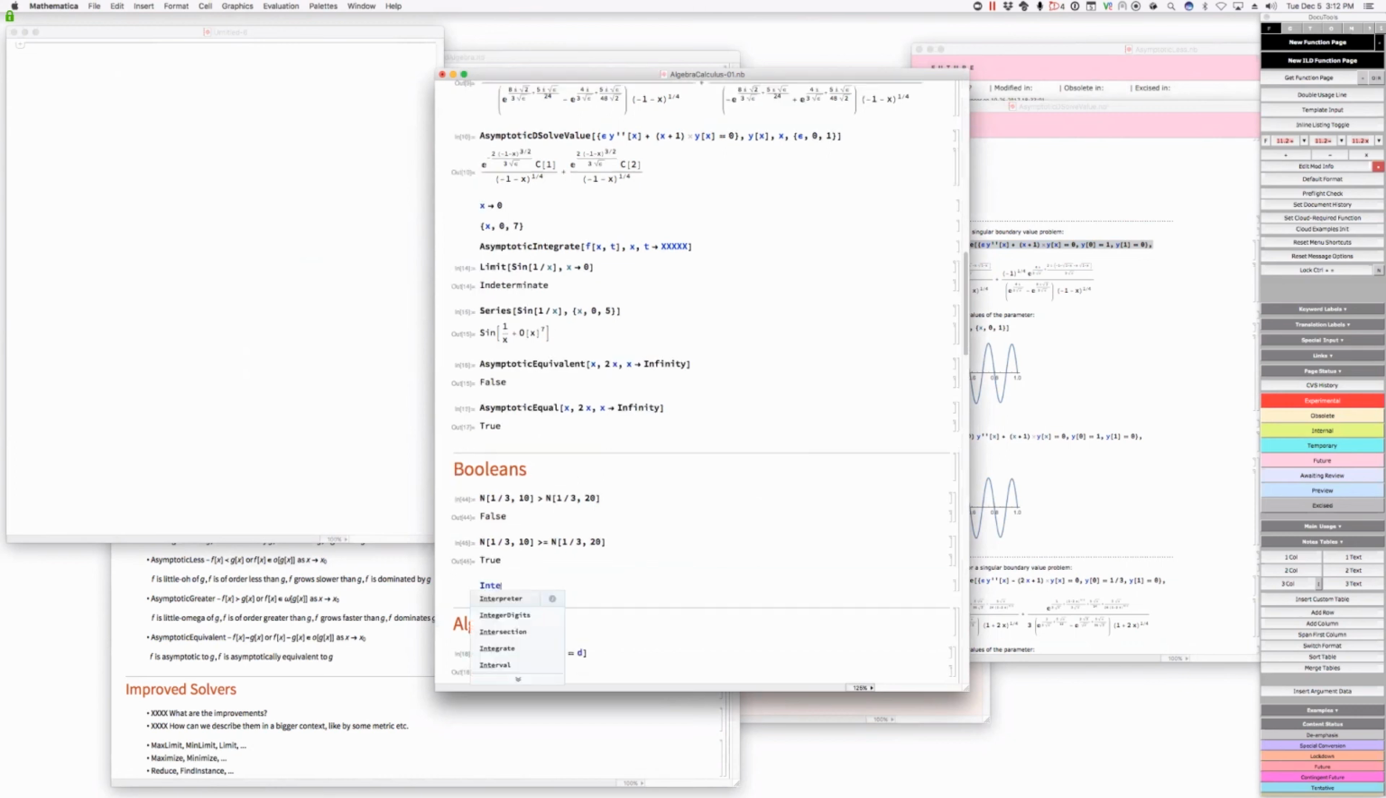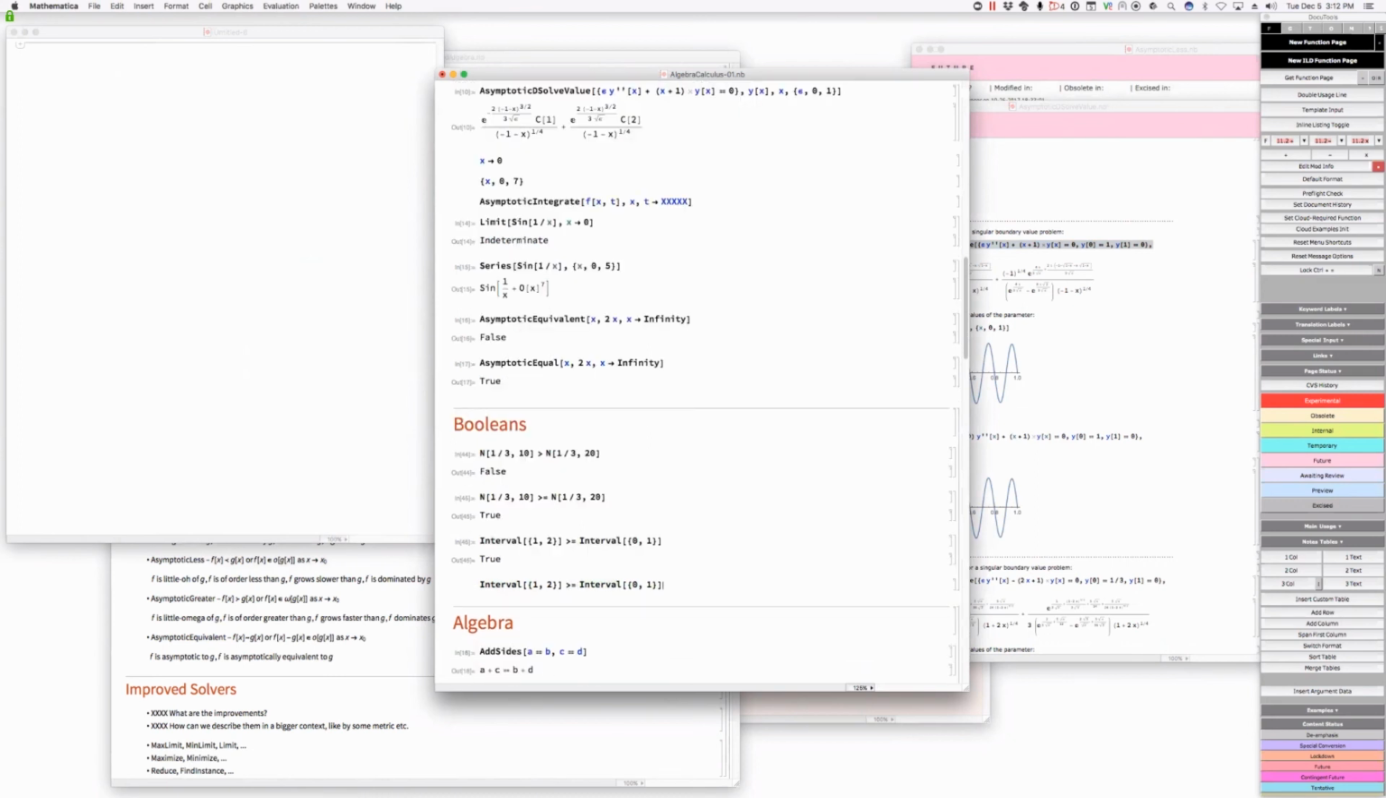Clearly, if I say interval 1, 2 greater than interval 0, 1, say greater than or equal to, what is that doing? Oh, it's okay. They only overlap at one point. The first one is greater than or equal to every other number in the second one. Oh, I see. Whereas in this case, it can't decide that. Right.